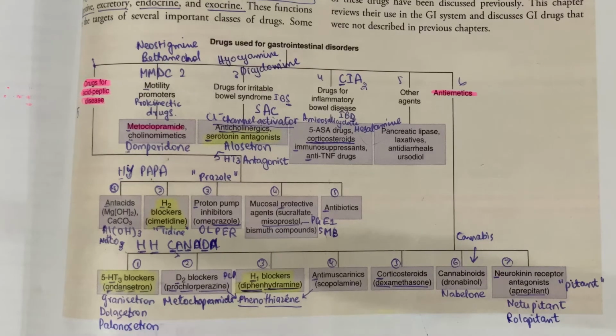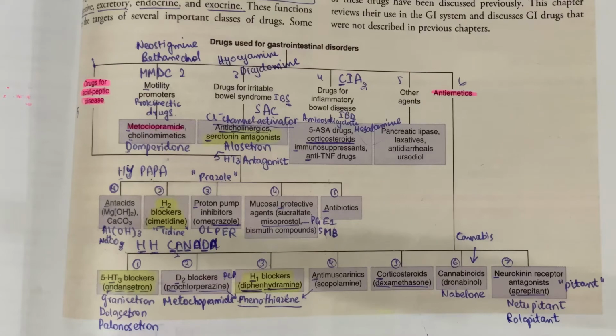Then N is for neurokinin receptor antagonists, that are the pitants: aprepitant, netupitant, rolapitant. Pitants is the word which ends these drugs. Netupitant, rolapitant, aprepitant, neurokinin receptor antagonists. The last is the D2 receptor blockers, which include prochlorperazine.